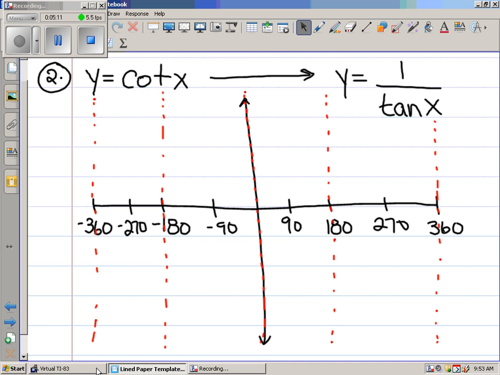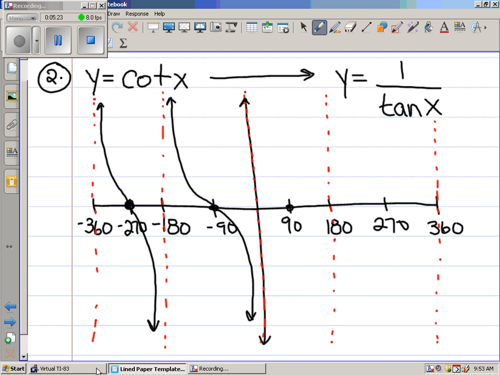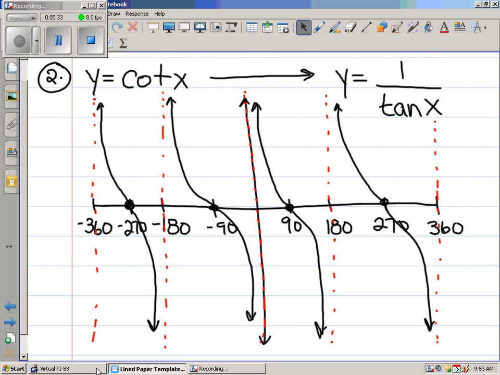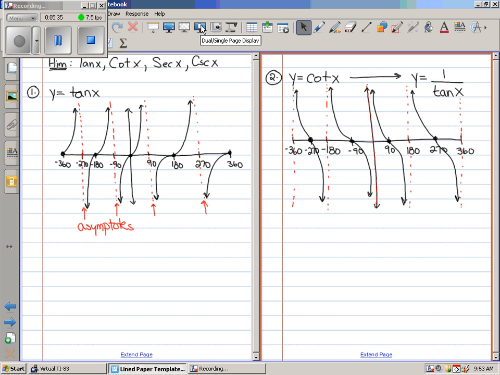And then the cotangent graph itself is kind of going in the opposite direction as the tan graph. There you go. That's what it would look like. So take a look. Tangent graph versus cotangent graph.